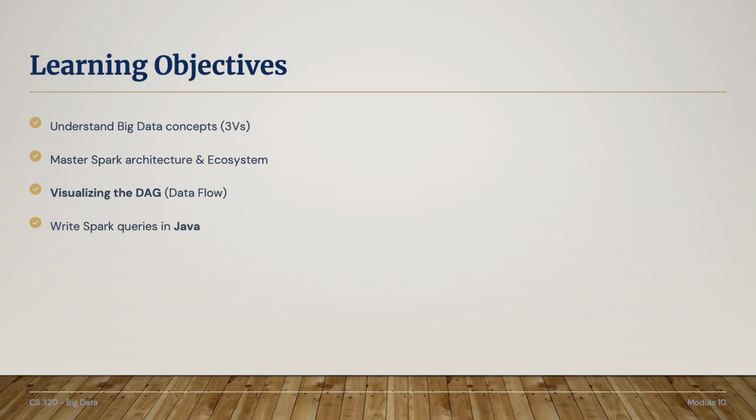Third, we'll look at how Spark represents computation as a DAG, a directed acyclic graph of steps, and how the data flows through that graph using partitions and shuffles.